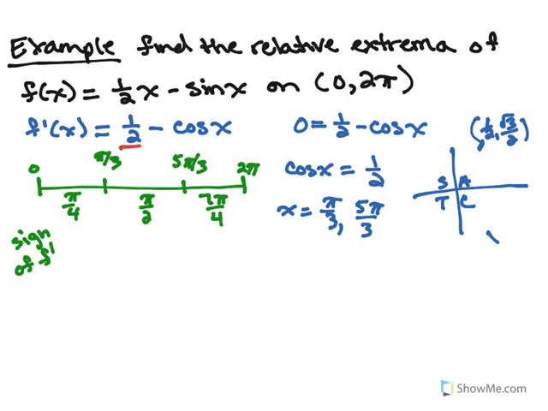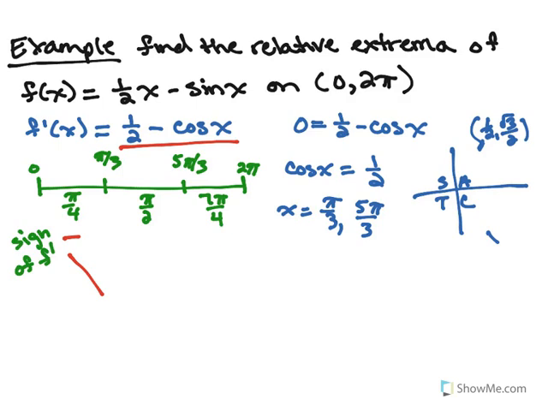So we want to know what's the sign of the derivative at those test values. So we're going to plug those in to 1/2 minus cosine x. So at pi over 4, cosine x is root 2 over 2. And 1/2 minus root 2 over 2, well, you probably don't know what that is off the top of your head. So this would be an instance of wanting to plug it in my calculator and see what happens. Well, what you're going to get is a negative number. So we're decreasing.